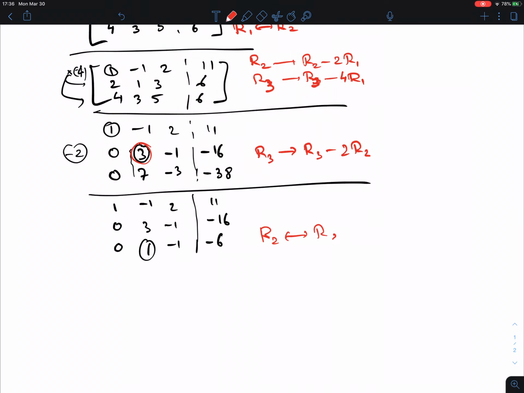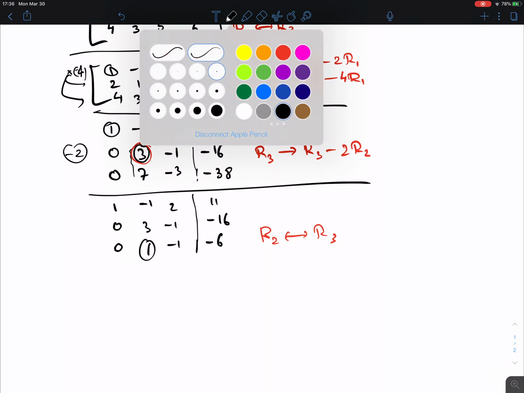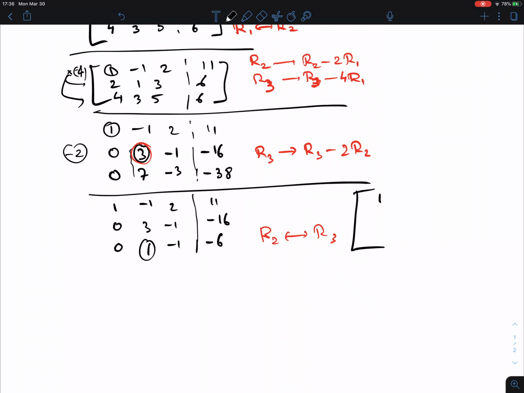Right, I really have to follow this echelon. I have to make an echelon, right? So that 1 has to come at this position here. Okay, so swapping, that goes very quickly. I'm going to actually do that here. 1, minus 1, 2, 11. And then 0, 1, minus 1, negative 6, and 0, 3, negative 4, negative 16.